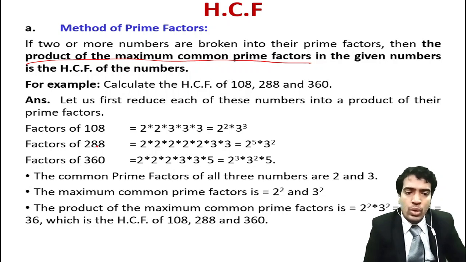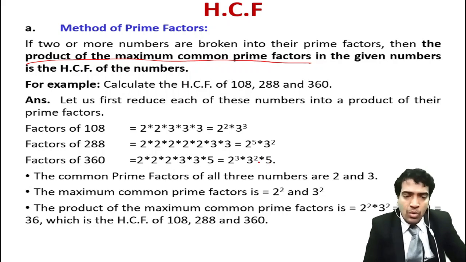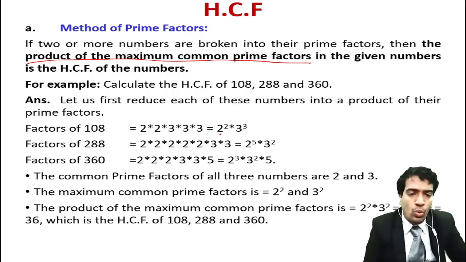What are the factors of 288? It can be represented as a product of 5 2's and 2 3's. What are the factors of 360? It can be represented as a product of 3 2's, 2 3's and 1 5. Now let us first examine what are the common factors among them. You see, 2 is a common factor. Can you see that 2 is a common factor in all of them? What is the next common factor? 3 is the common factor.